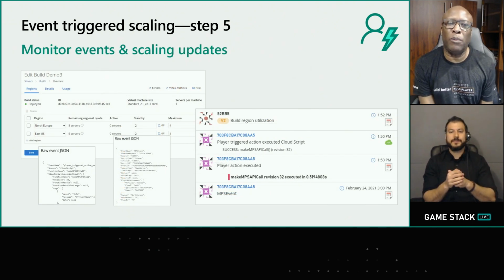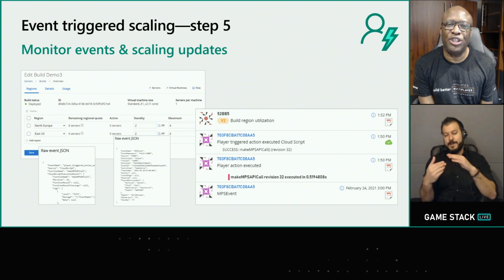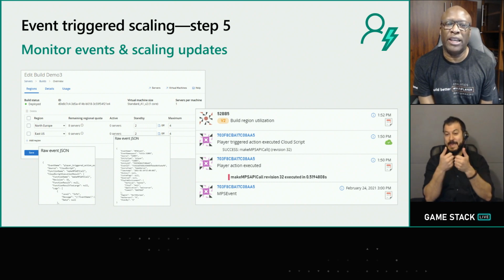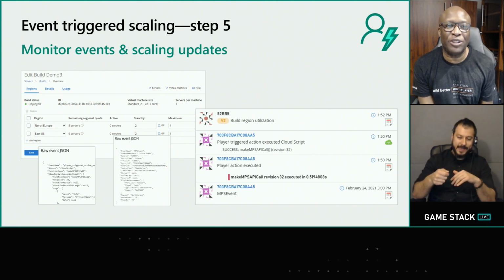Finally, in step 5, we'll monitor the incoming custom event and changes to the scaling limits. The easiest way to see the event pipeline in action is through the PlayStream monitor. The PlayStream monitor is a real-time stream of all the events for your game, including the custom events we fired in the previous step. You can access the PlayStream monitor in Game Manager by selecting the title overview from the sidebar navigation, then choosing the PlayStream monitor menu option. The events reported include delivery of the custom event, the rule being activated, the cloud script being executed, and the build region being updated.